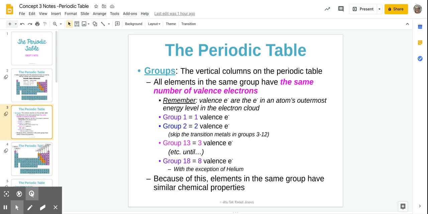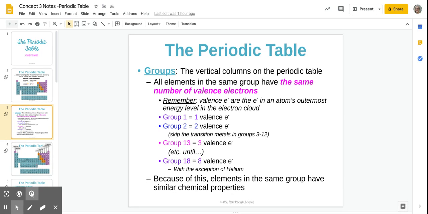Groups on the periodic table are your vertical columns. So if we use this one up here, any column this way, these are groups. This group number at the top is going to tell you the number of valence electrons. And valence electrons are the electrons that are in the outermost shell of the atom. On yours, it's the number that has an A beside it.